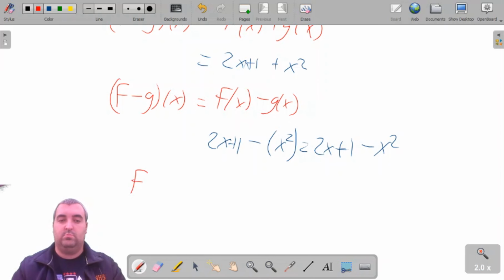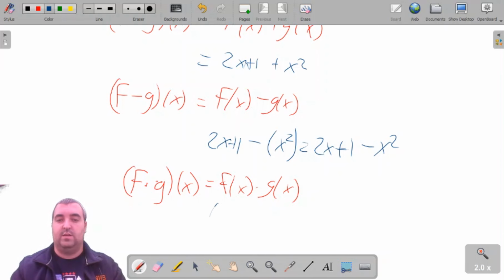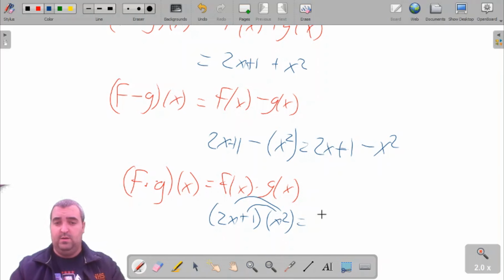Multiplication. We have where you just multiply the two together. So it's going to be f of x times g of x. Since we're doing multiplication, I would just put them right in parentheses. So 2x plus 1 multiplied by x squared. Well, since it's one term times two, we have to do the distribution property. So 2x cubed plus x squared would be our final answer.